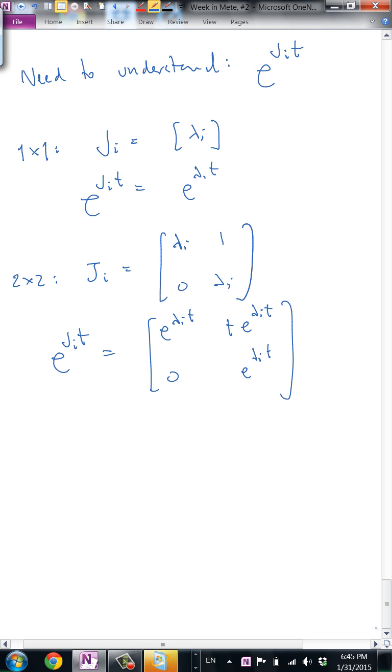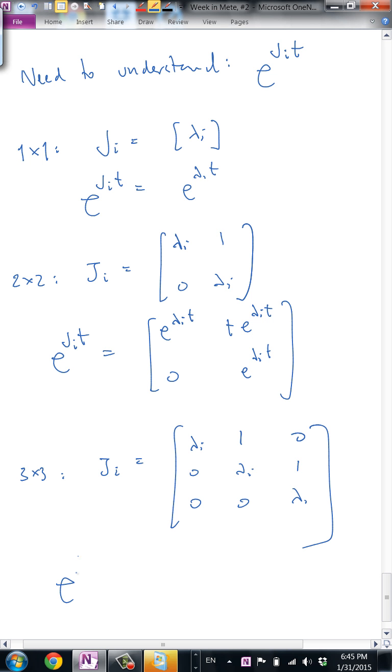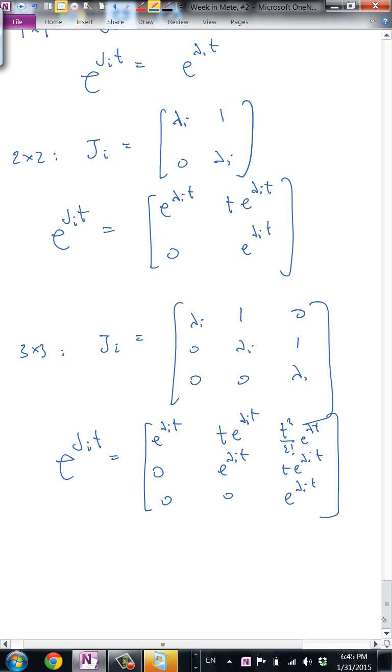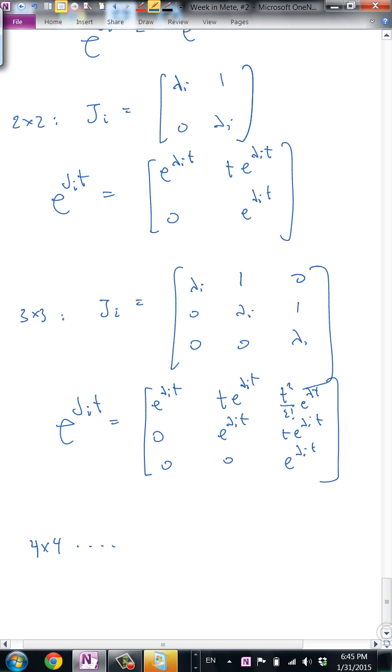What we didn't compute in class, but you'll do on the homework, is that for a 3 by 3 matrix where Ji is equal to lambda i, 1, 0, 0, lambda i, 1, 0, 0, lambda i, e to the Jit is equal to e to the lambda i t, t e to the lambda i t, t squared over 2 factorial e to the lambda i t, 0, e to the lambda i t, t e to the lambda i t, 0, 0, e to the lambda i t. So you can see this pattern, and therefore look at 4 by 4 and so on.